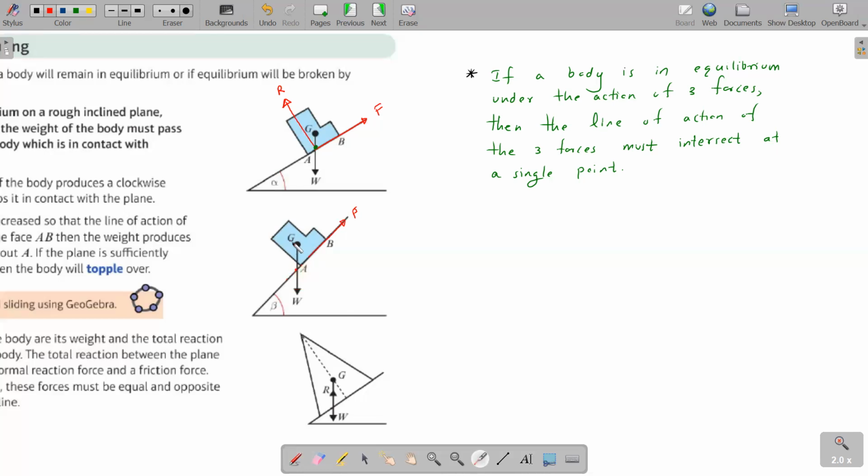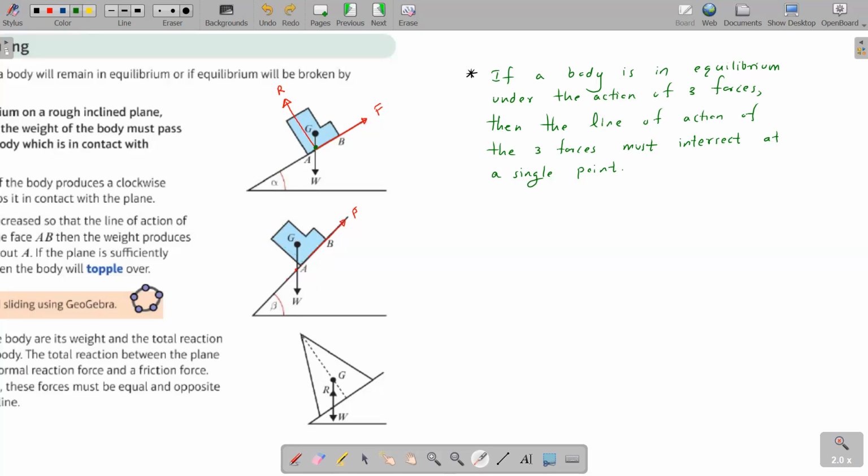But the normal reaction is always acting along the surface of contact, right? So regardless of where you draw the normal reaction, I think you can see that it's not possible to intersect all the three forces at a single point, right? Is it possible to have the normal reaction, friction, and the weight acting at a single point? You can see that it's not possible, right, guys?